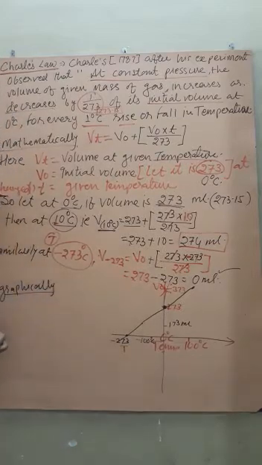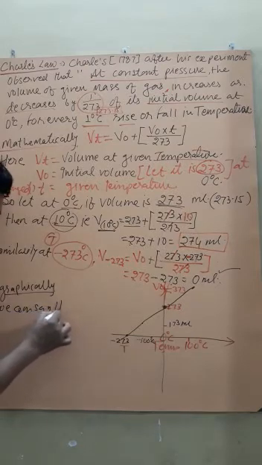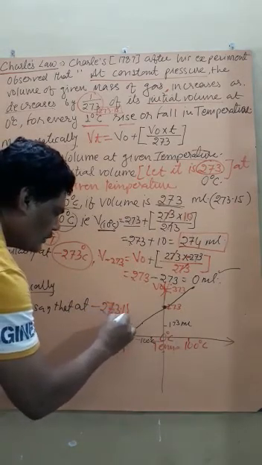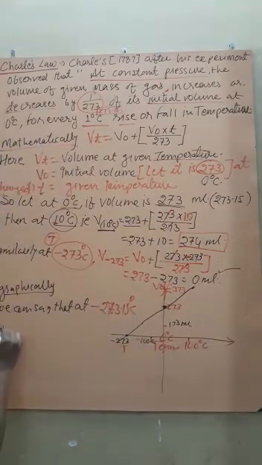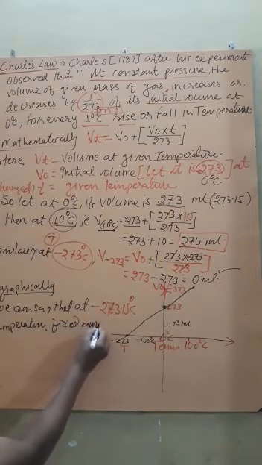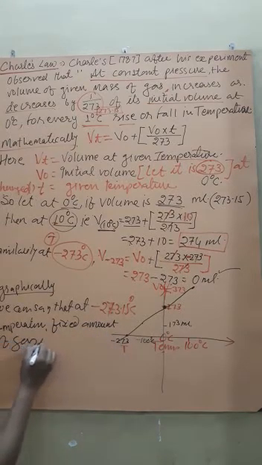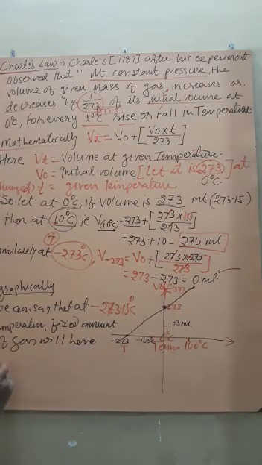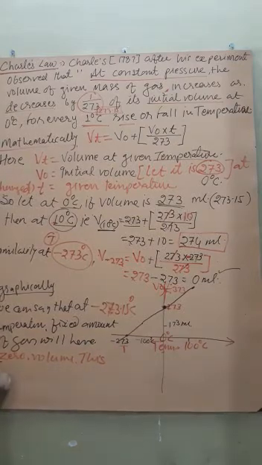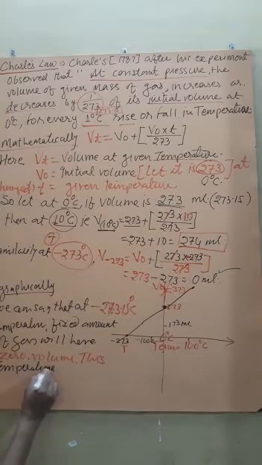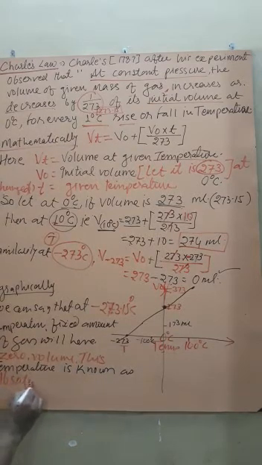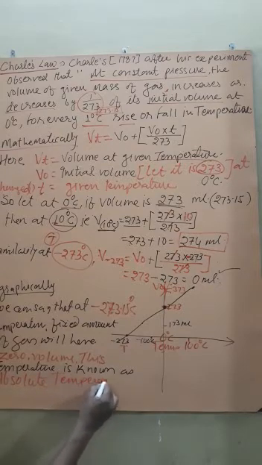That is, simply we can say that at minus 273.15 degree Celsius temperature, a fixed amount of gas will have 0 volume. This temperature is known as absolute temperature.